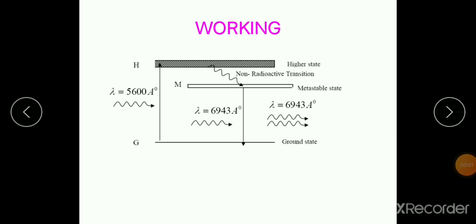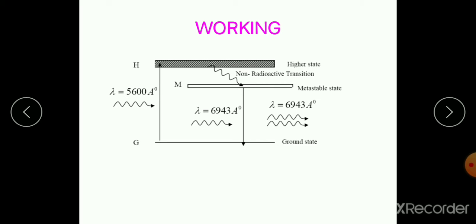Working of ruby laser. The energy level diagram of the chromium 3 plus ion is as shown in the diagram. The chromium ions get excited to the higher energy level by absorbing photons of wavelength 5600 angstrom. The excited chromium ions stay in the higher energy state H for a very short interval of time, about 10 raised to minus 8 seconds.